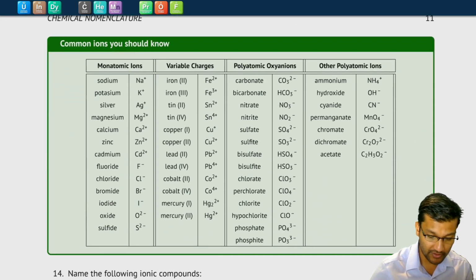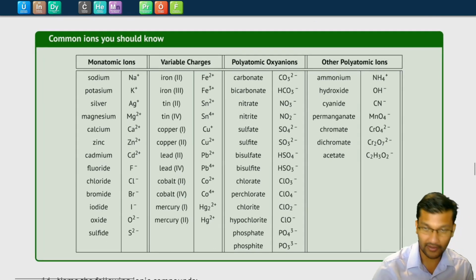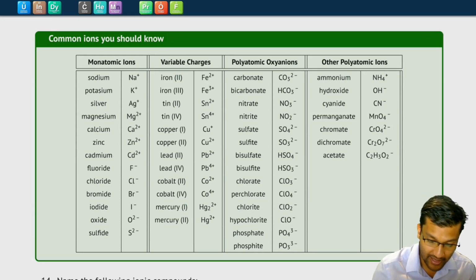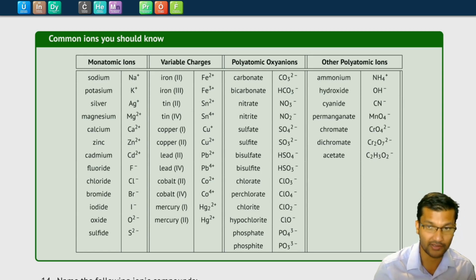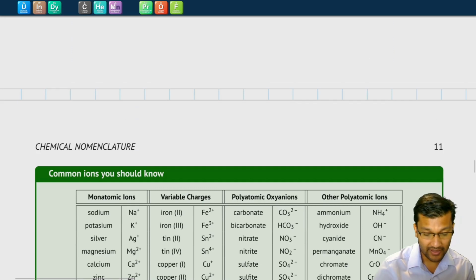If you scroll down in your workbooks, there's this entire long list of tables of cations and anions of different types, and if you memorize them, that's all you need. Really, that's all you need. You need to memorize the formulas and the charges, but that's all you need. And we can end the video right here.